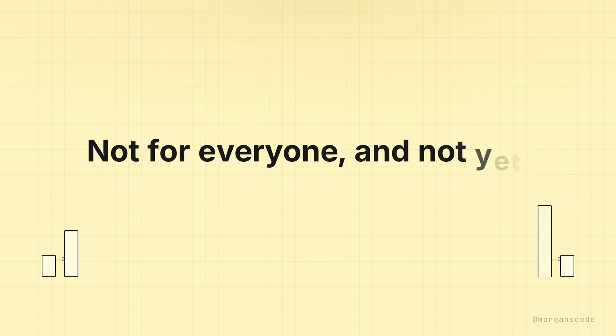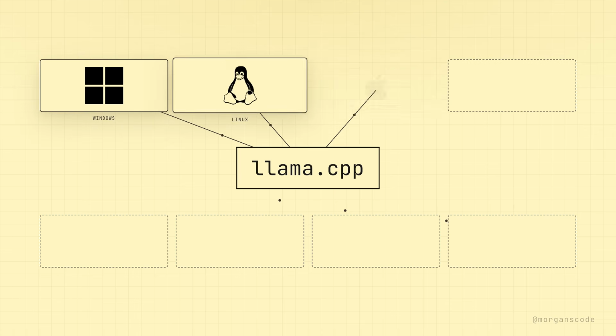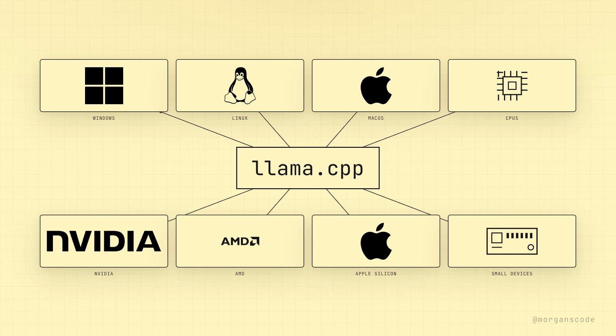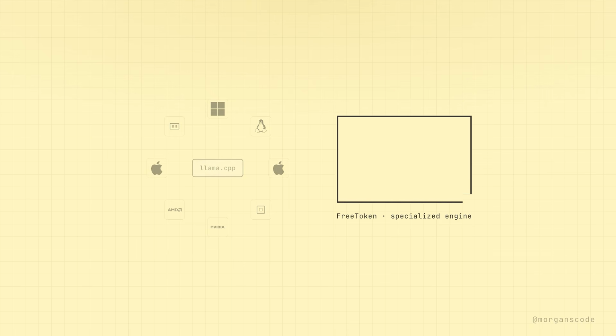Not for everyone, and not yet. llama.cpp supports an enormous range of models and hardware. It runs on Windows, Linux, macOS, CPUs, NVIDIA GPUs, AMD GPUs, Apple Silicon, and even small devices. It is mature, widely tested, and sits underneath many of the local AI tools people already use. FreeToken is younger and much more specialized, but specialization is also its advantage.